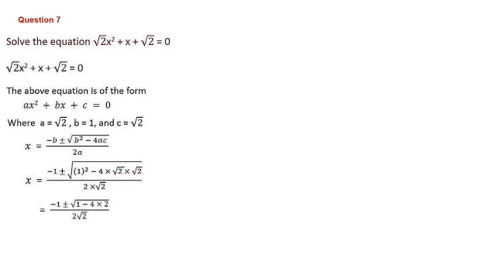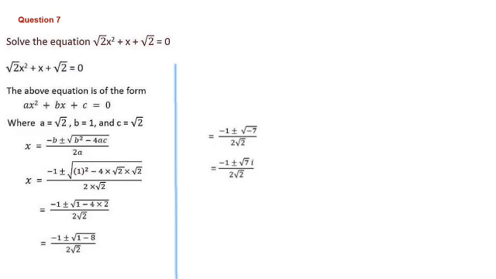That is equal to minus 1 plus or minus root of 1 square is 1 minus 4 into root 2 into root 2 is 2, divided by 2 root 2. That is minus 1 plus or minus root of 1 minus 8 divided by 2 root 2. Then 1 minus 8 is minus 7. Minus 1 plus or minus root of 1 minus 8, we have calculated minus 7, divided by 2 root 2. So here I am just avoiding the step, minus 1 into 7, that step I am avoiding.